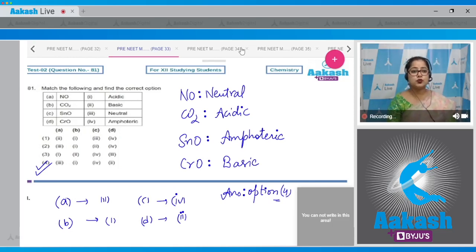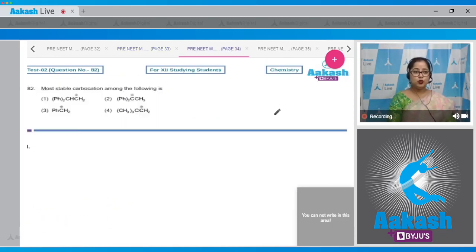Moving to the next question, students, which is question number 82. Let's read it. Most stable carbocation among the following is. Students, in this question, we are given with 4 different carbocations and we have to identify the most stable one. So let's draw the structures first of all the given 4 carbocations, and then we'll be able to figure out which is most stable.